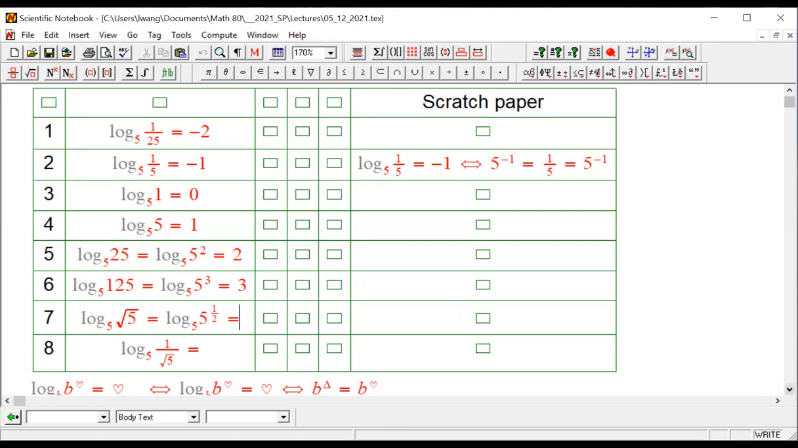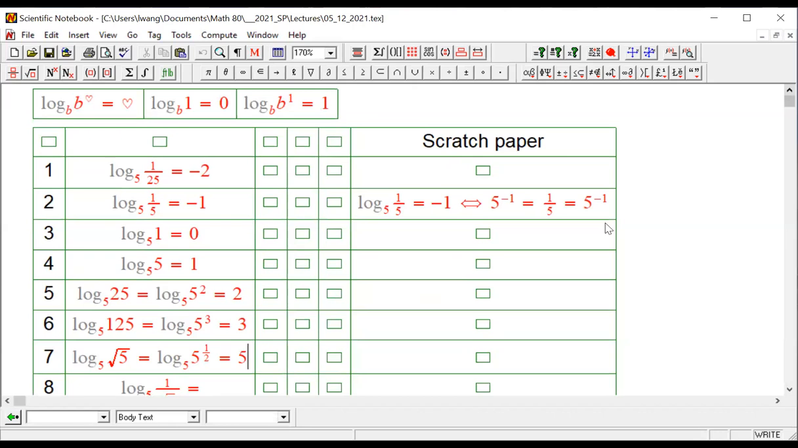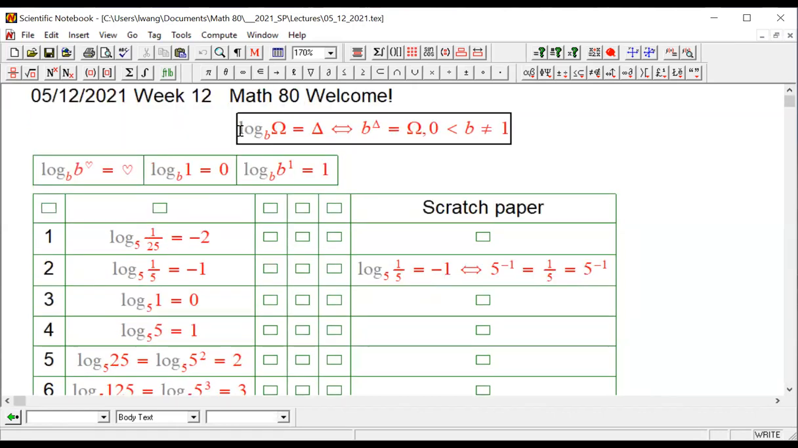Equals to what? What is it equal to? It equals to 5? Well, suppose it is 5. How would you check your answer?